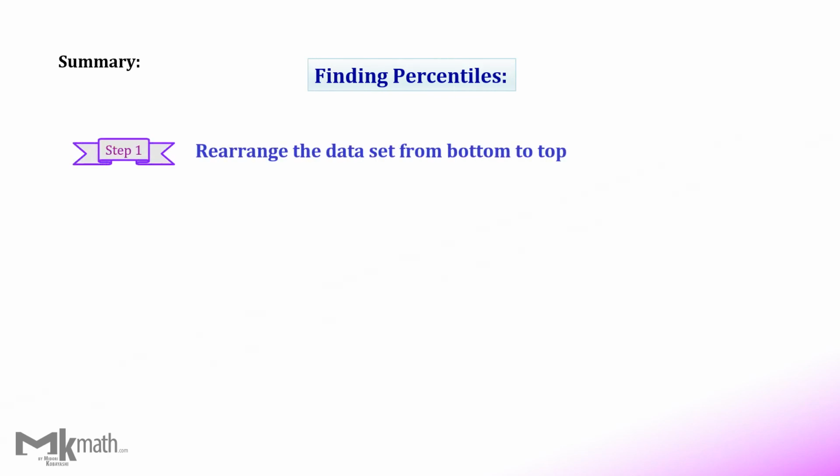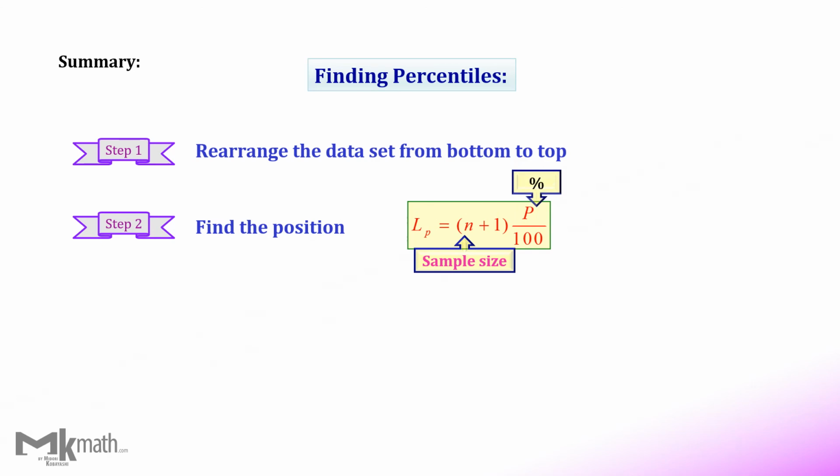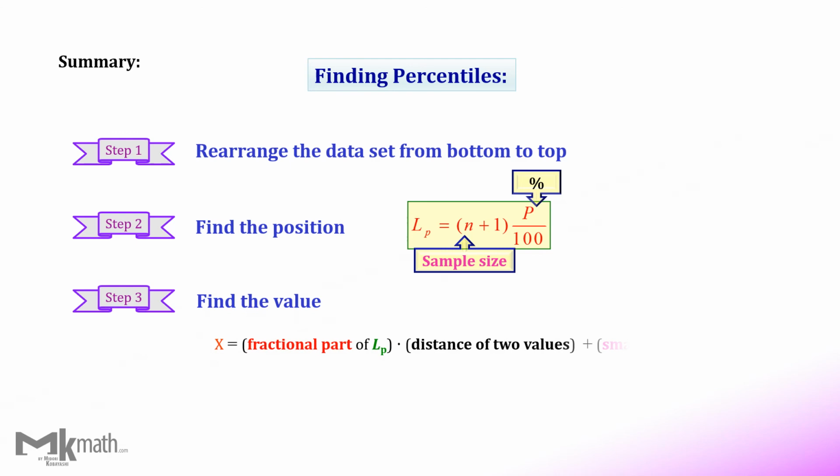Here is a summary. There are 3 steps to find the percentiles. Step 1. Rearrange the dataset from bottom to top. Step 2. Find the location where the percentile value lies using the formula shown. Step 3. Find the value in the position using the formula shown, which is my own version if you like.